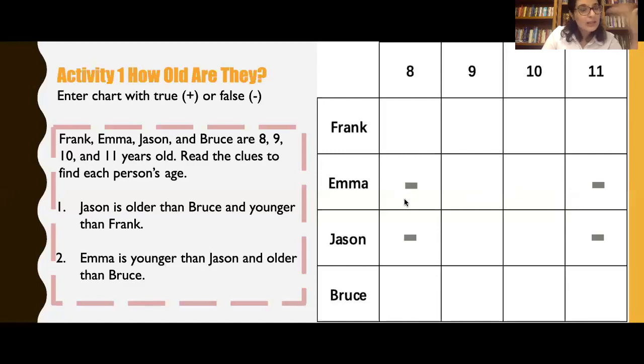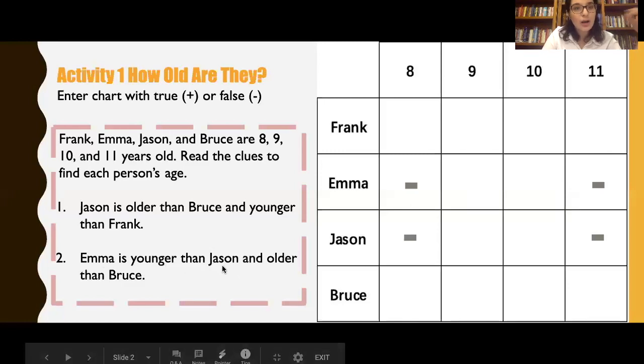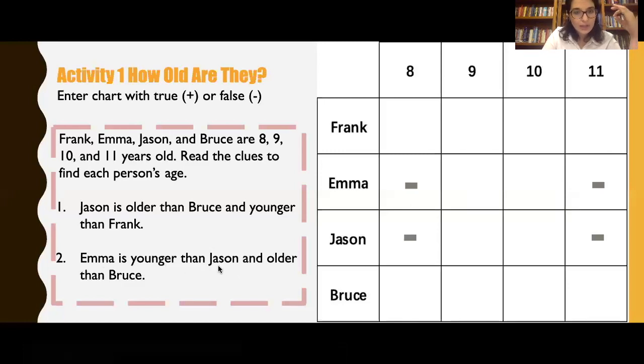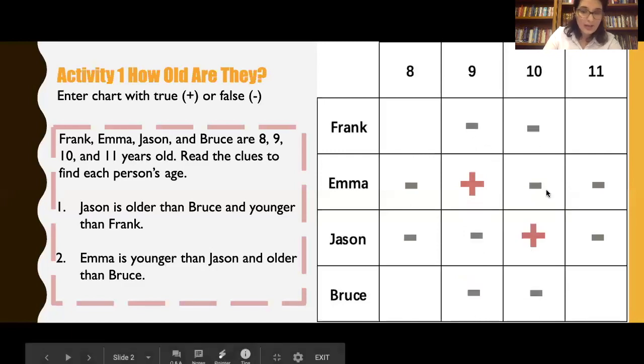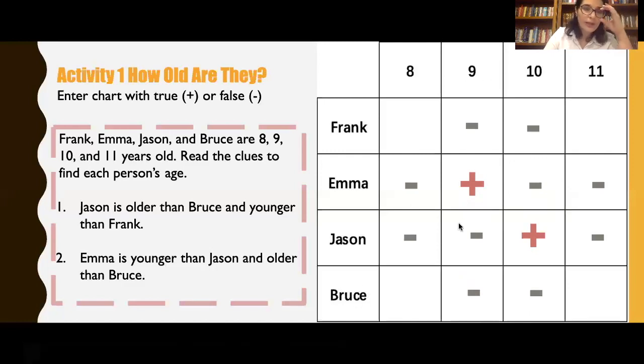Now, this is when we start caring about the names. Emma is younger than Jason. And Emma and Jason can only be 9 or 10 years old, which means that Emma is 9 and Jason is 10. Jason's older than her. So we figured that out. And then now we're going to put X's everywhere else, because Frank and Bruce cannot be 9 or 10.